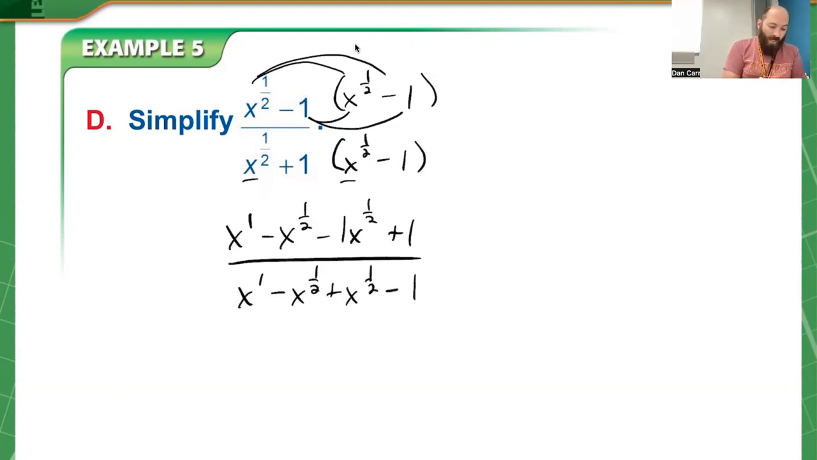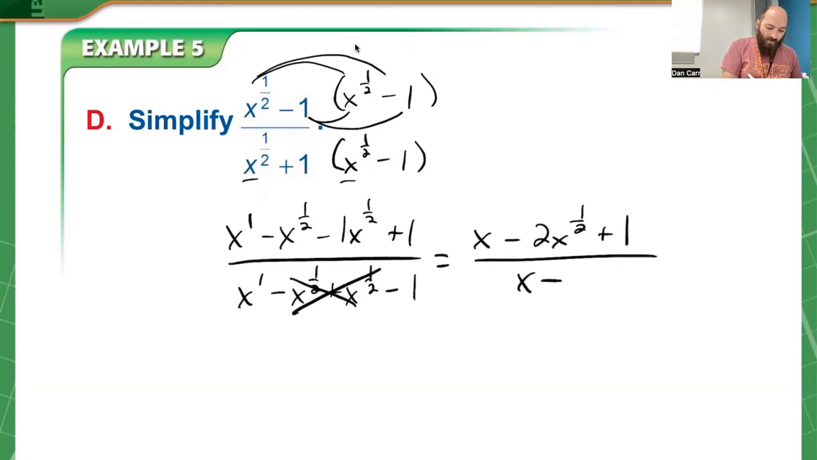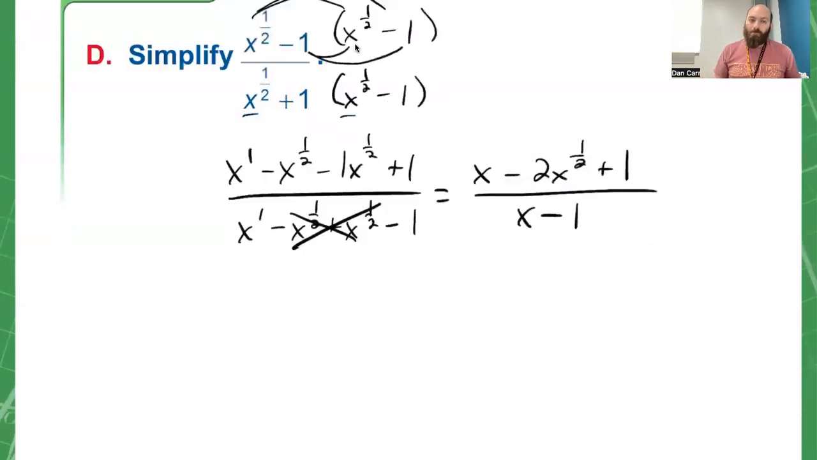Again, in my conjugate pair idea, these will cancel out in the middle, so I don't have any more rational exponents, which is the goal. In my numerator, I can start combining things together. So I have x to the first minus 2x to the 1/2 plus 1. And then in my denominator, I have x minus 1. And that's actually as simple as we can get with this one. We're not going to do anything else here. It's not necessary to try to get rid of this. We just want it out of the denominator. As long as this is just a polynomial, we don't have to worry about that.